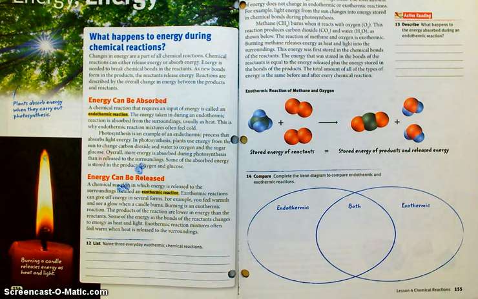On the other hand, we have exothermic reactions, and those are chemical reactions in which energy is released to the surroundings. A lot of times the energy that's released is in the form of heat, but not always. It can be in the form of light, or some other things.